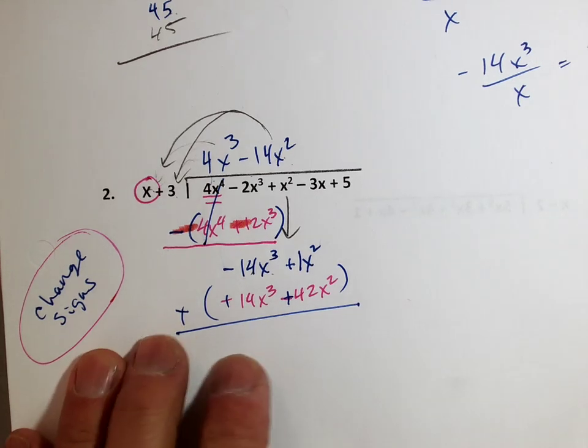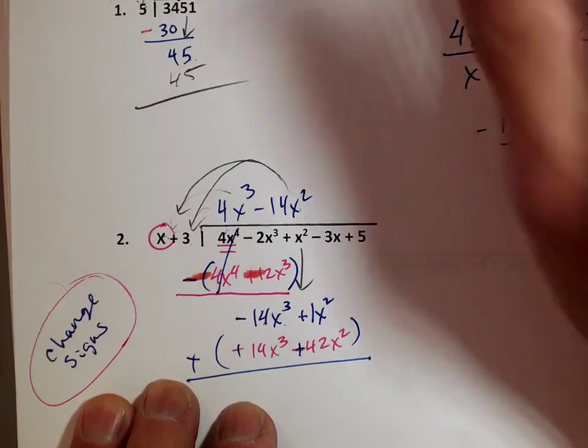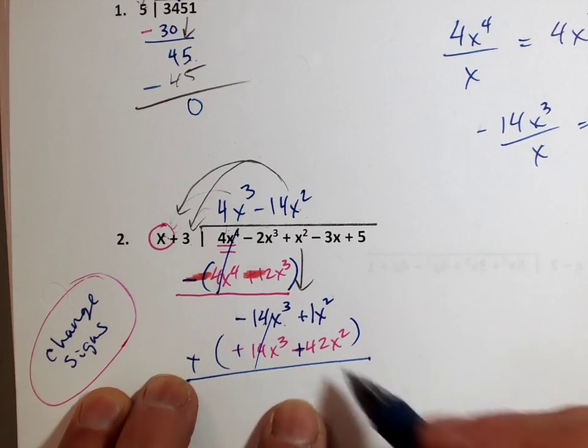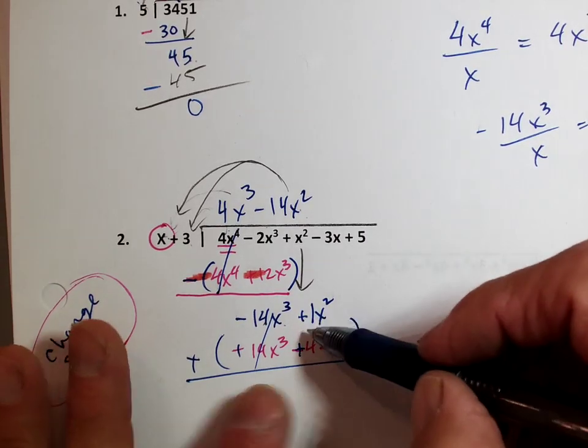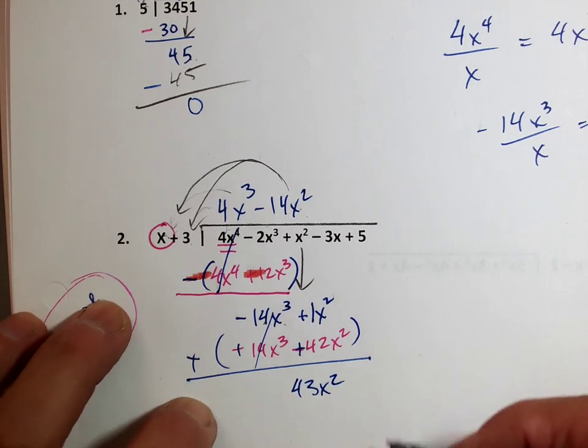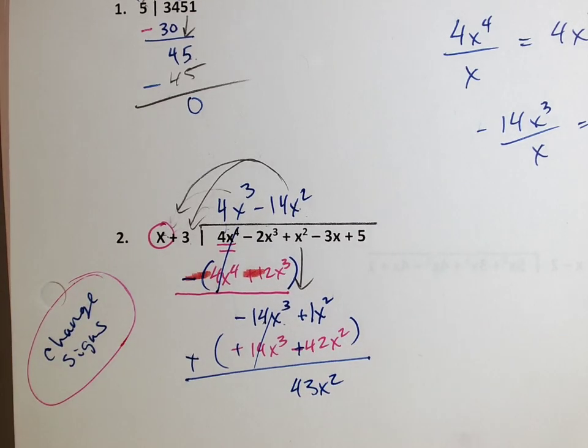Okay, then, what did I do up here? I subtracted and got 0, right? Here I'm going to subtract, I get 0. Here when these two, I've already changed signs, are going to give me a 43x squared, okay? Okay, let's keep going with this process.